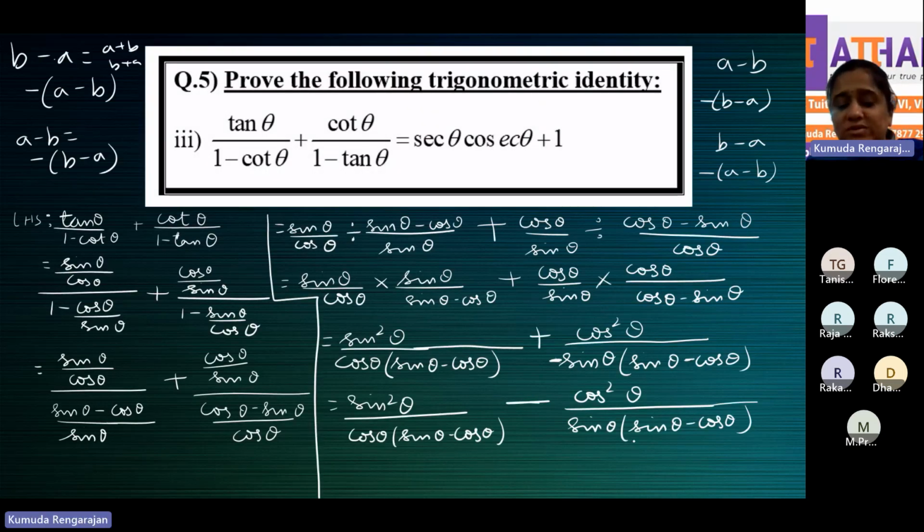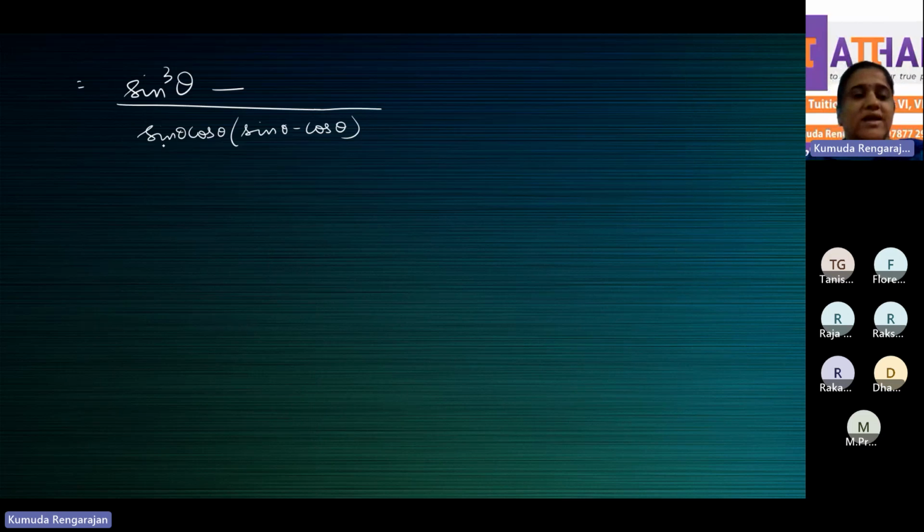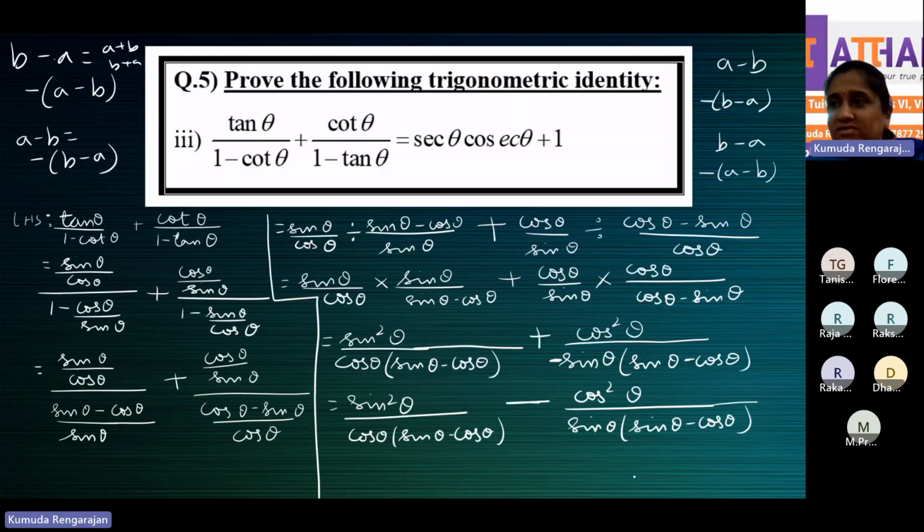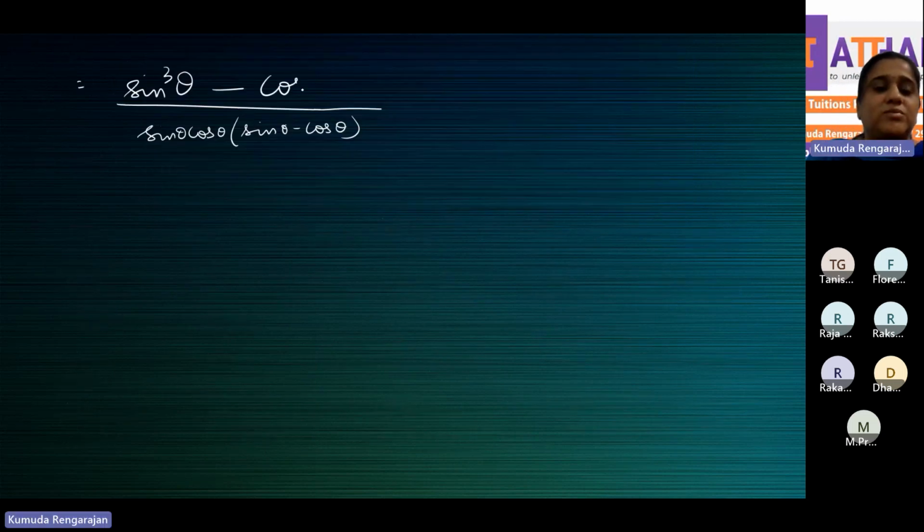Now here in the denominator, what is missing? The LCM is this. But what's missing here? Cos theta is missing. So multiply that in the numerator. Cos square theta into cos theta is cos cubed theta.